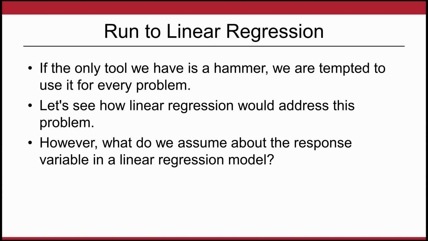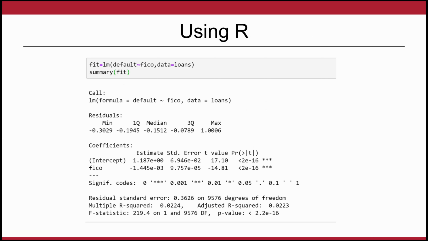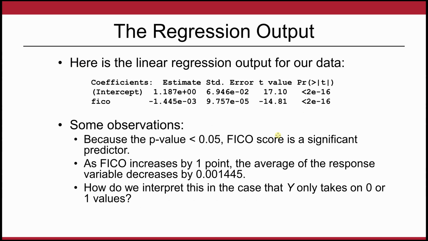Let's use linear regression for the loan default problem here. Now, bottom line though is, what do we assume about the response variable in a linear regression? We actually assume it's continuous, and it's not continuous here. So what are we actually modeling? Let's check that out. We're fitting a regular linear regression model here. Nothing fancy, using lm, which stands for linear model. So we want to model default as a function of FICO. And here's the summary. And it looks like we need FICO in the model, all that stuff. Here's the regression output again. We just cut and pasted it so you can see it.